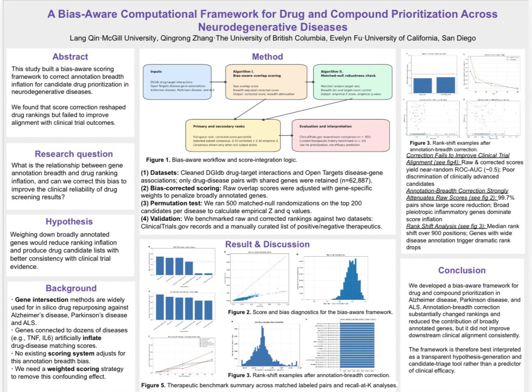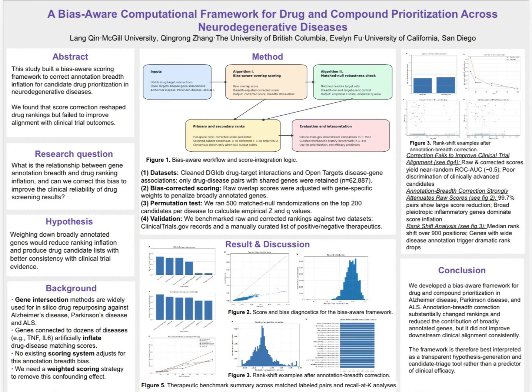From this gap, we raise our core research question: what is the relationship between gene annotation breadth and drug ranking inflation? And can we correct this bias to improve the clinical reliability of drug screening results? We put forward a clear hypothesis. If we assign lower weights to widely annotated genes, we can reduce artificial ranking inflation and generate candidate drug lists that better match real clinical trial evidence.